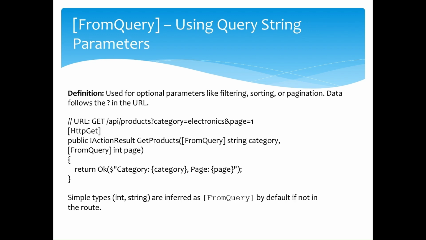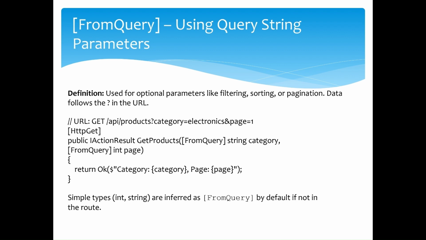Next one is FromQuery. Query strings are used for optional parameters. Think of features like filtering data, sorting lists, or handling pagination. In an HTTP request, query parameters sit behind the question mark character at the very end of the URL, separated by an ampersand. In this example, we have a GET endpoint for fetching the products. Notice the parameters string category and int page. If a client sends a request to api/products with a question mark, category equals electronics and page equals 1, ASP.NET Core automatically parses those keys and binds them.